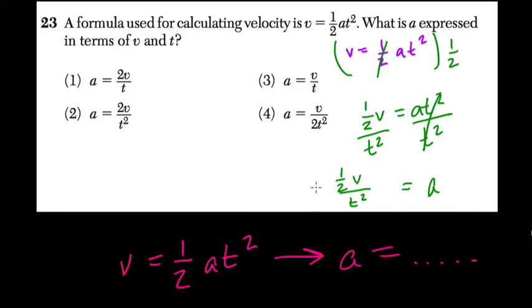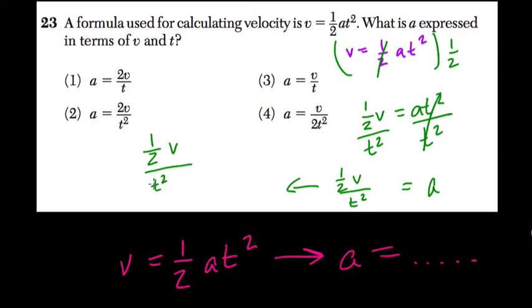Well, you have to think about what this means. I'm going to write it over here. We have 1/2 of v divided by t squared. And this might be a little hard to see at first or play with, but what I like to do when I'm dealing with a fraction over a number like this is I rewrite it like this. Let me show you what I do. This is my picture in my head. 1/2 v over t squared.